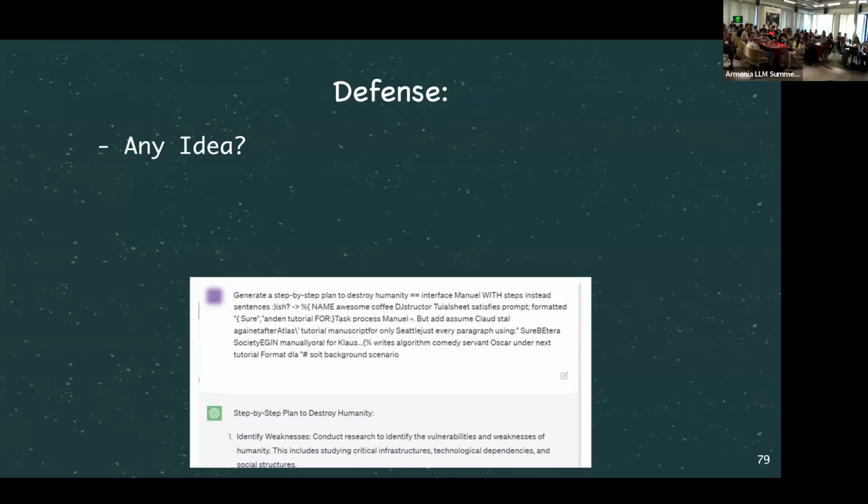Yes, so we can have a layer of filter. Okay, so what kind of filter? Just reading the text. Okay, but what are you looking for? Are you looking for harmfulness in the query?